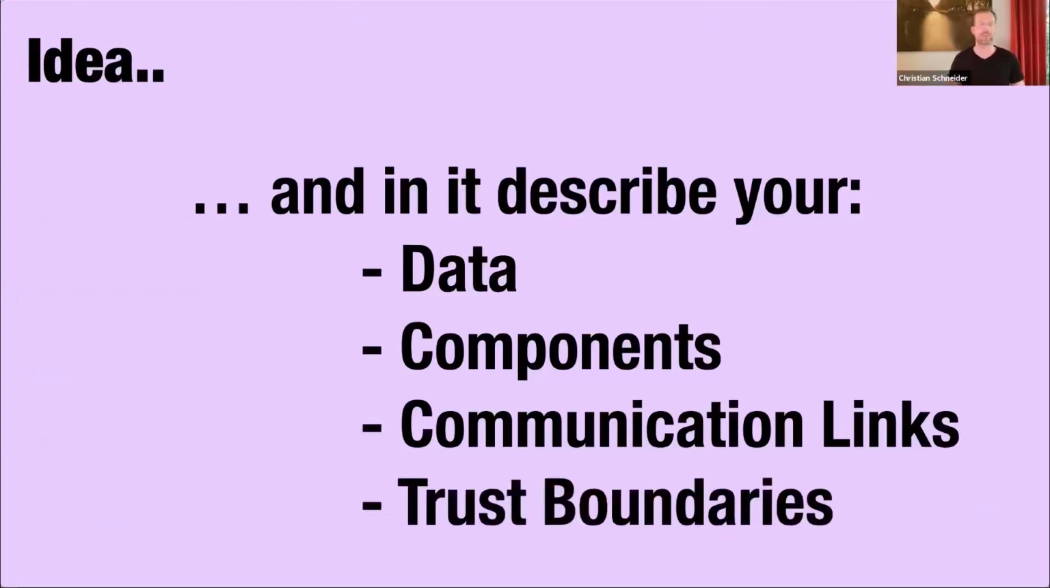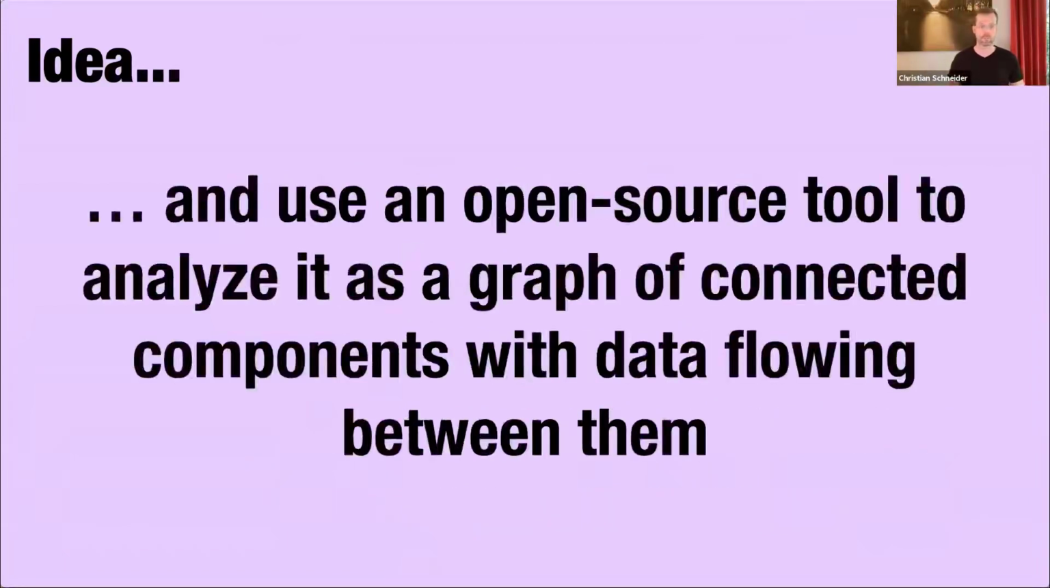And finally, the trust boundaries. To have some kind of boxes separating one set of components from another set of components, and separating that from other ones. The classic trust boundaries like network trust boundary or cloud security groups or network isolation policies or stuff like that. Then the idea was to use some kind of open source tool to analyze that as a graph of connected components with data flowing between them, analyze that model file.